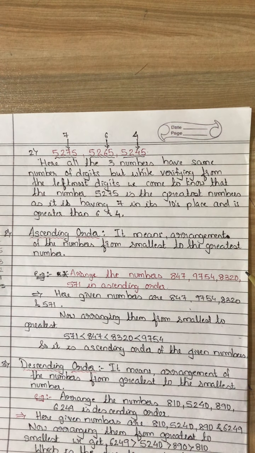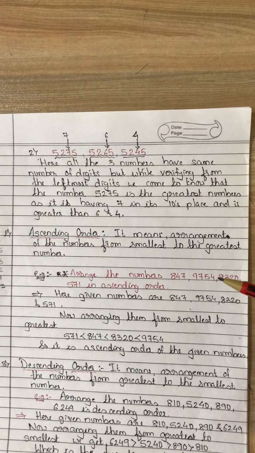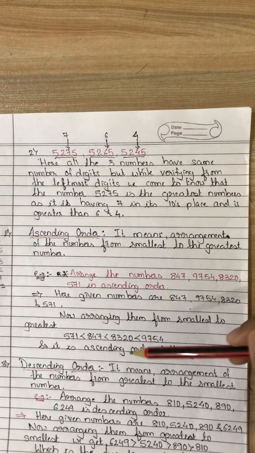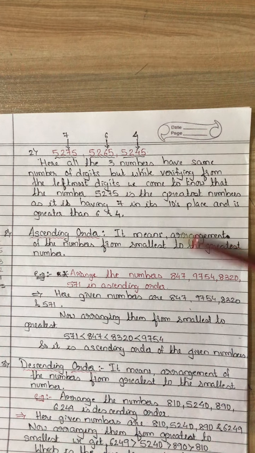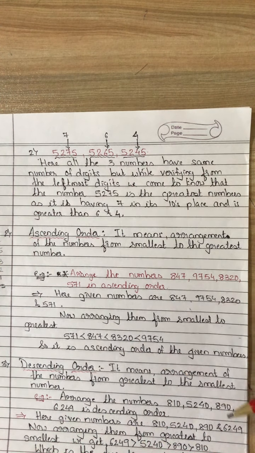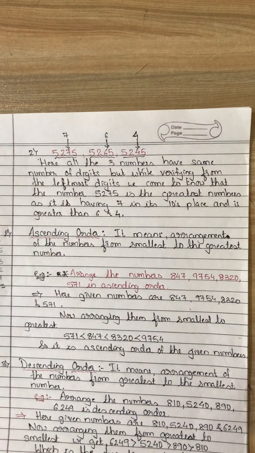Isn't it easy, students? Now let us take another definition, that is descending order. And students, descending order is exactly the opposite of ascending order. Here we will start with the greatest number first, and then the smaller numbers will follow on, right? Let us first take the definition of descending order. It means arrangement of the numbers from greatest to the smallest.